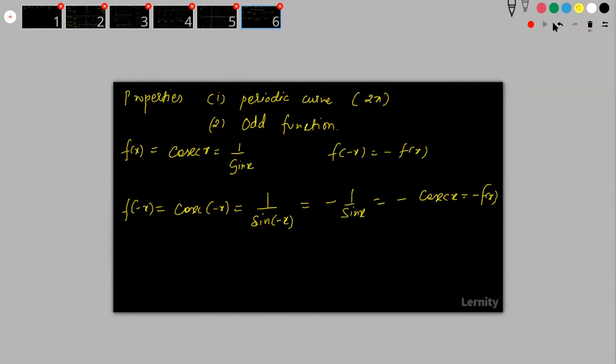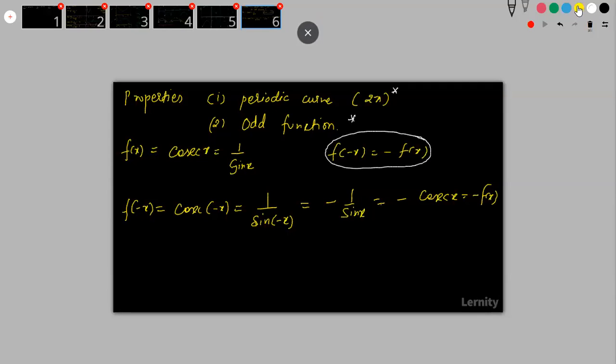Hence it is an odd function. Understood? Okay, fine. These two properties are very simple. And these two properties we have seen for the sine curve, cos curve, and tan curve. है ना? So this is an important condition for odd functions. Very good. है ना, बच्चा?